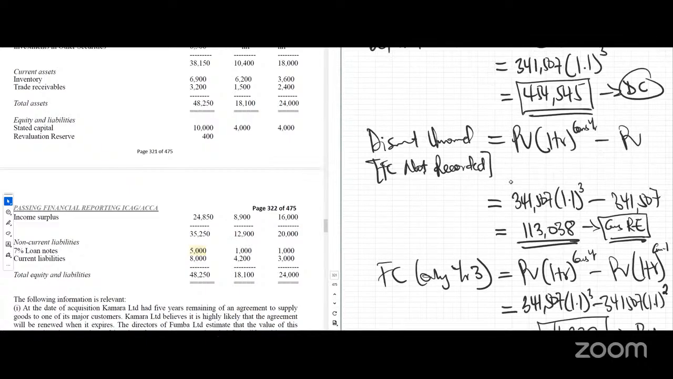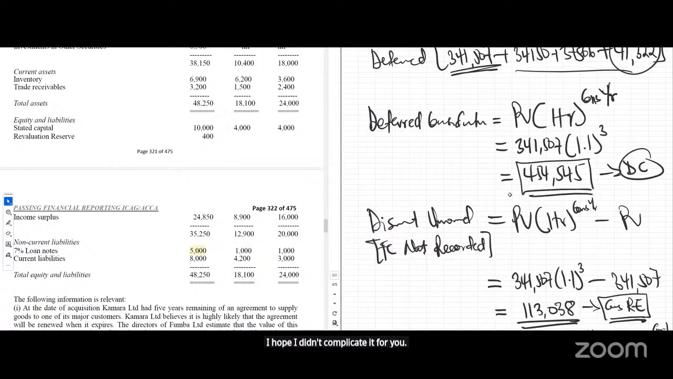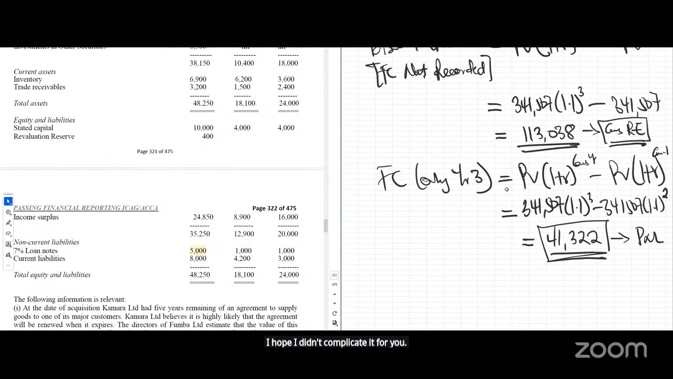I hope I didn't complicate it for you. Question time. It's okay, but I hope when we start solving it will be clearer.